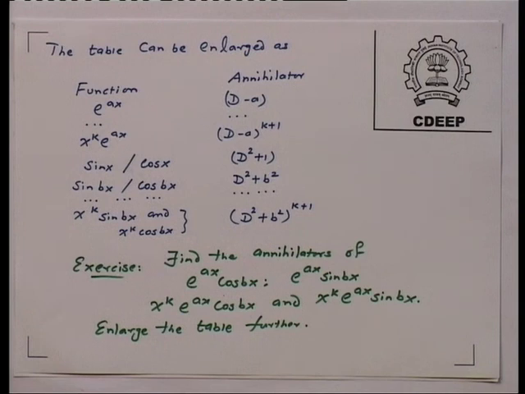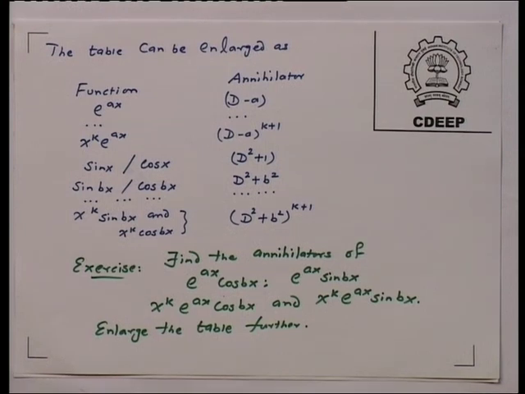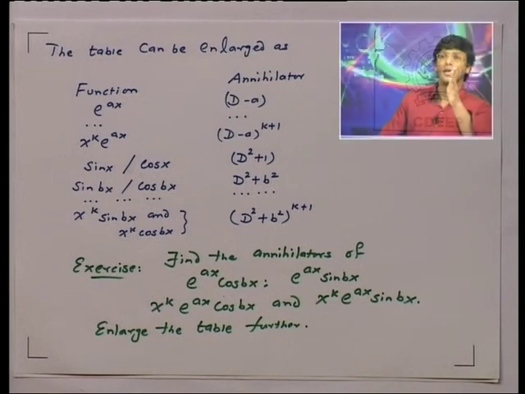e to the power a x cos bx is e to the power ibx plus e to the power minus ibx upon 2. And so you are looking at e to the power (a plus ib)x by 2 and e to the power (a minus ib)x upon 2. What are the annihilators? D minus (a plus ib), D minus (a minus ib). What is the LCM? Why divided by 2 annihilator? D minus (a plus ib), D minus (a minus ib). The LCM is what? (D minus a) squared plus b squared.